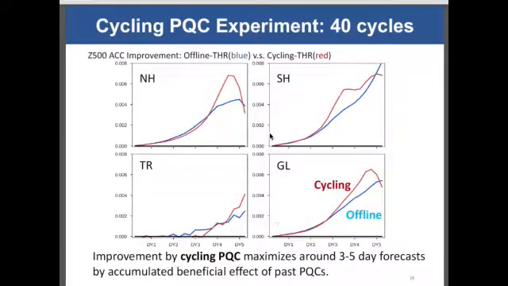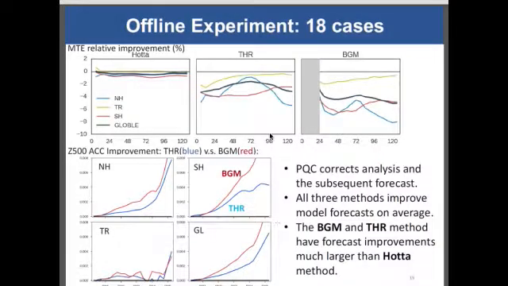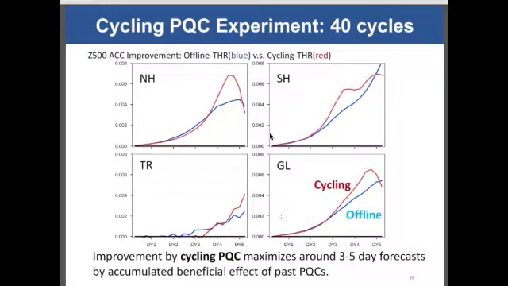Sorry, I should have mentioned this, that these are offline experiments, which means that the improved analysis is not used as an initial condition for the next forecast. But we tested in a cycling fashion, where we performed 40 cycles with the threshold method. So we compare the improvement of the offline threshold method and the cycling threshold method. And the red is the cycling method. We can see that on global average, the cycling method outperforms the offline method.